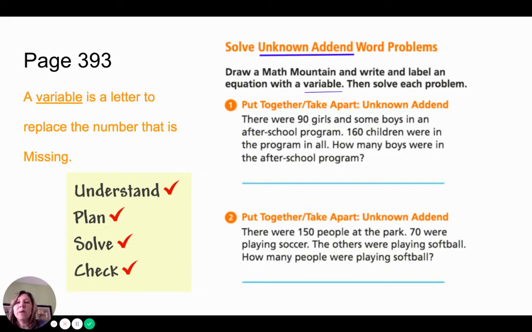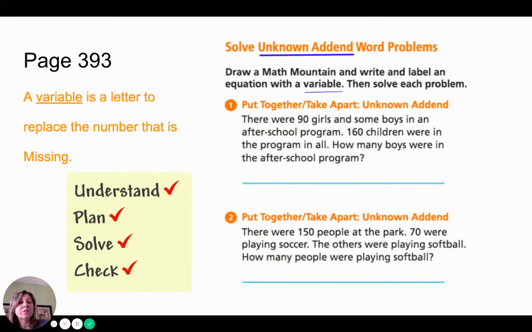All right. So on page 393, there's 4 problems we're going to work on. It says to draw a math mountain and then write and label an equation with a variable. Okay? I'm okay if you don't draw a math mountain. If you just have your equation, that works too. Now, what's a variable? A variable is a letter to replace a number that's missing. So you're going to put a letter in, instead of like a box, to stand for that number that is missing.